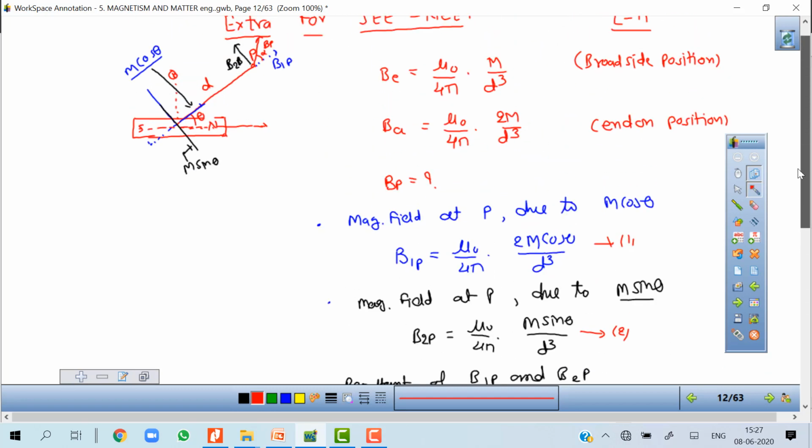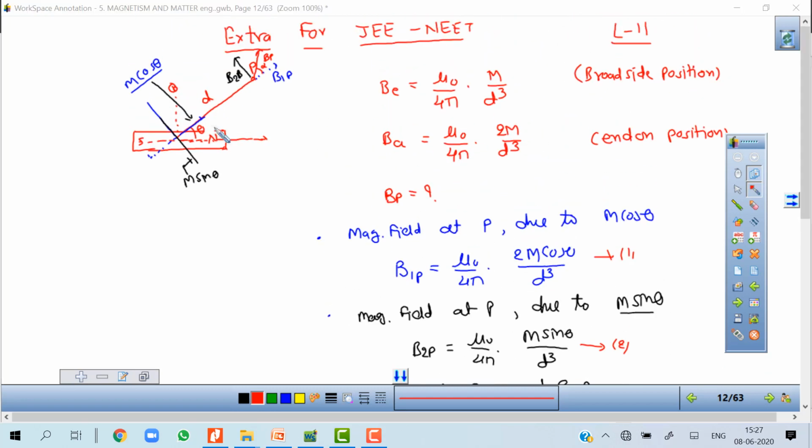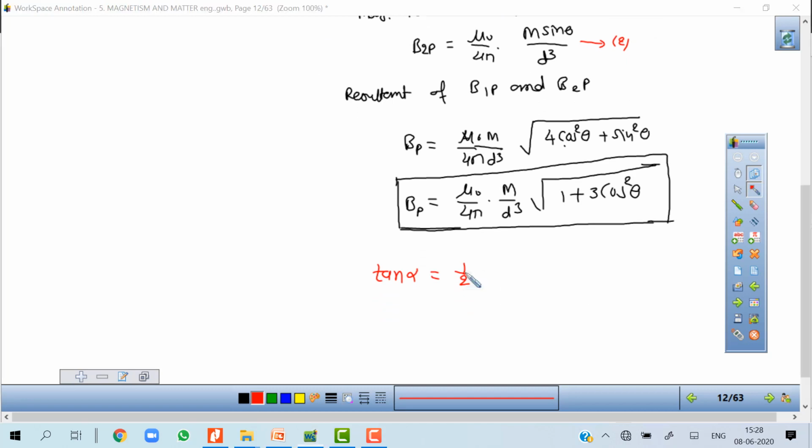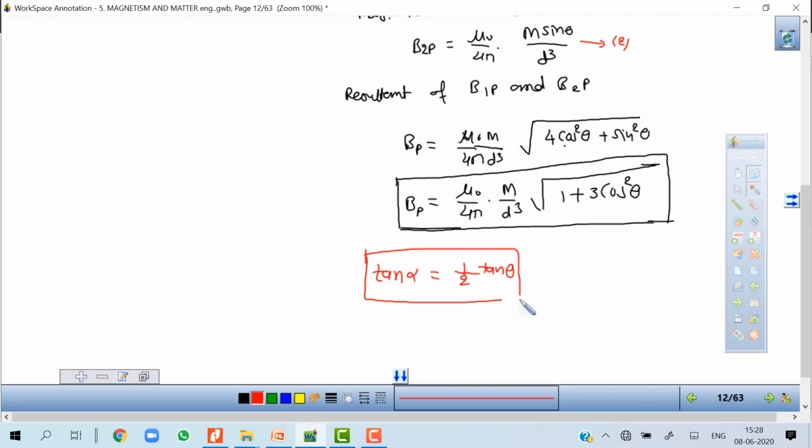And I want the relation with theta. Half sin theta and cos theta. Okay, yes, sorry. Sin theta into tan theta, yes. So here is sin, in the first equation is cos, so it becomes tan theta. So this is the relation, tan alpha is half tan theta.